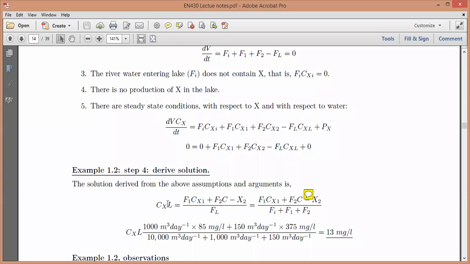Outlet concentration. Maybe I can try. Yeah, the CXL is the concentration of the pollutant that is leaving the lake. Maybe that's why it's picked.